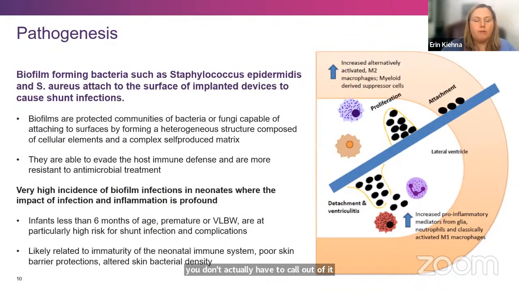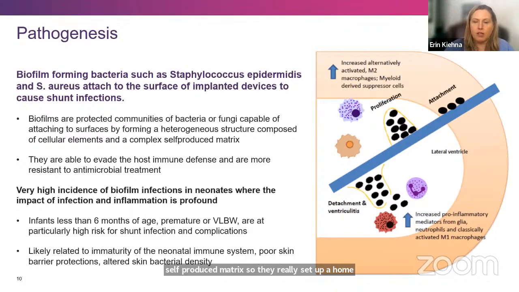How do these infections happen? The pathogenesis is related to the biofilm capabilities of Staph epidermidis and Staph aureus. And there are 3 stages to this. First, they attach to the surface of the implanted device, either at the time of surgery or from skin breakdown afterwards. The biofilm they form is a protected community of bacteria or fungi. They attach to the surface and form a structure or colony composed of cellular elements and a self-produced matrix. So they really set up a home base.